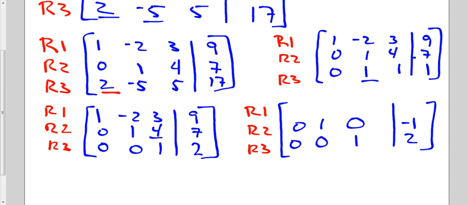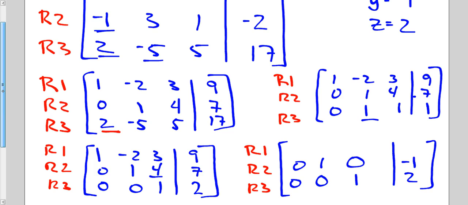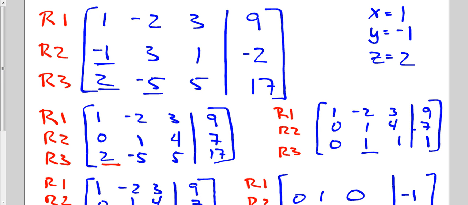So this bottom row, what equation does that represent? Z equals 2. What about this middle line? What does that represent? Y equals negative 1. I want to show you something. Go back to the top of the page. Whoa. Z equals 2, y equals negative 1. Who would have thought?